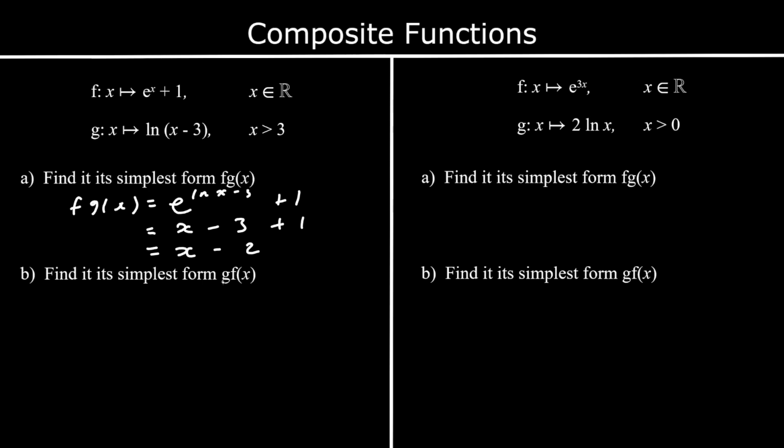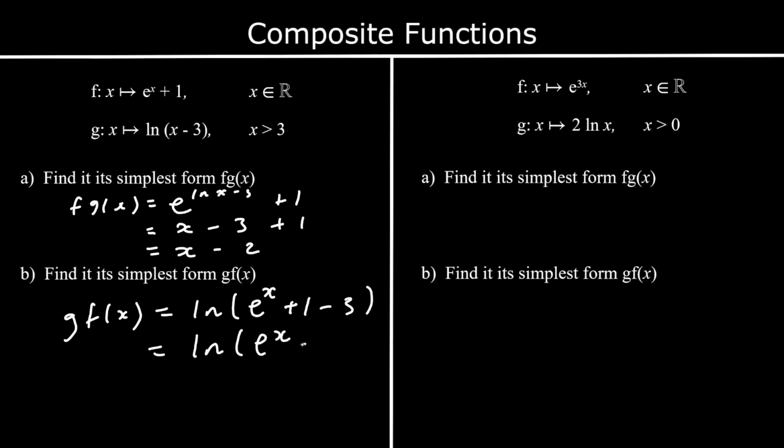Finding its simplest form, gf of x. So we're putting f into g. So wherever we have x in our g, we're changing it into e to the power of x plus 1. So gf of x is the log of e to the power of x plus 1 minus 3, which is ln(e^x) minus 2. I don't think we can simplify that, so I'll leave it.